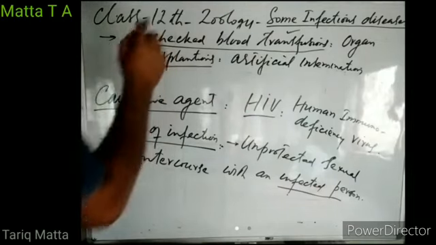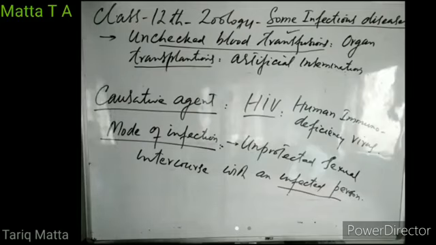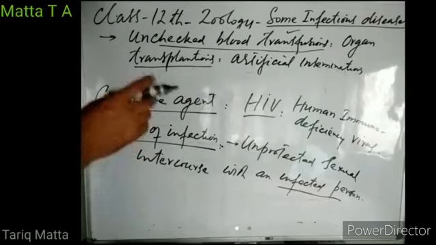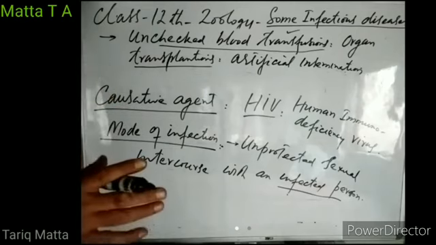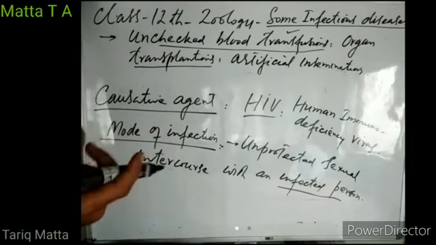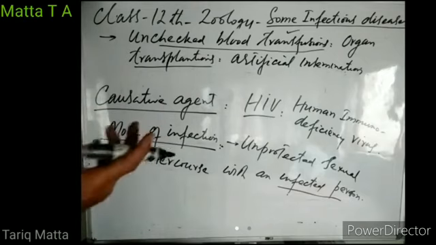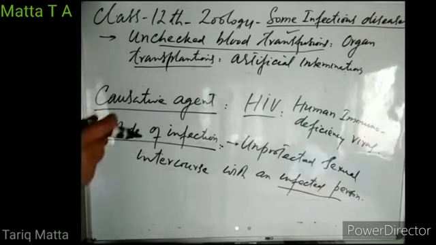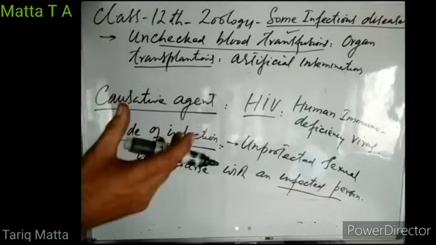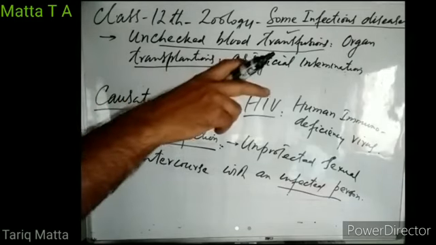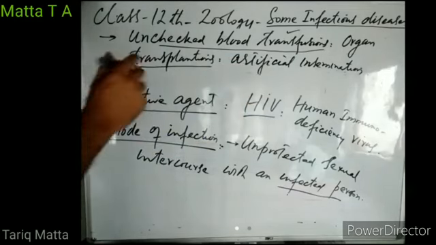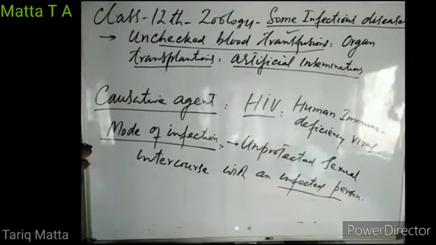Unchecked organ transplantation. An HIV positive person should not donate his organs for transplantation to a normal person. Because, as I told you, the virus is present in all body fluids. These organs, which are taken from an HIV positive person, contain some interstitial fluids. They may contain some lymph, or they may contain some blood. So when these organs are transplanted into a normal person, the virus may also be transplanted along with those organs, right? And it may spread from an infected person to a normal person through artificial insemination.